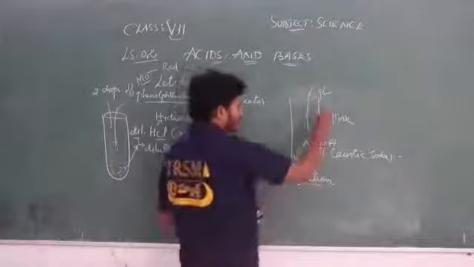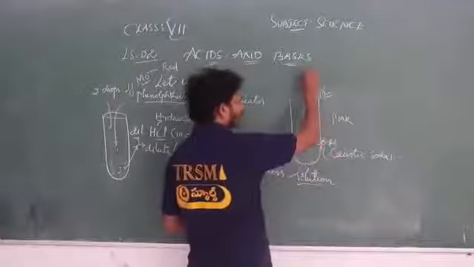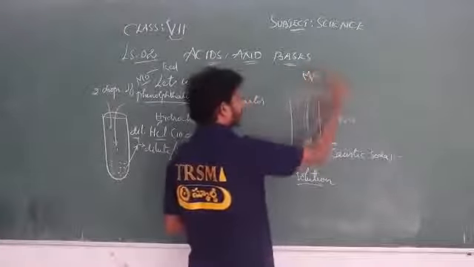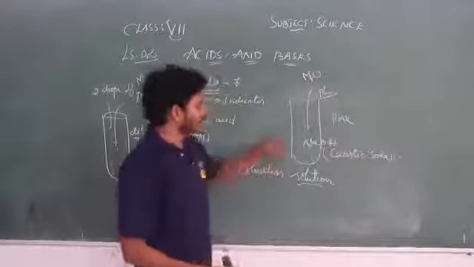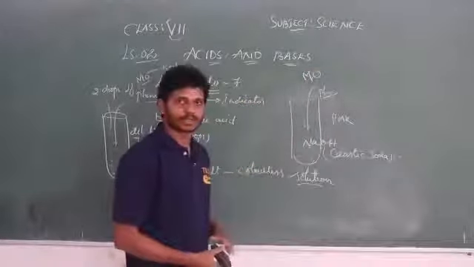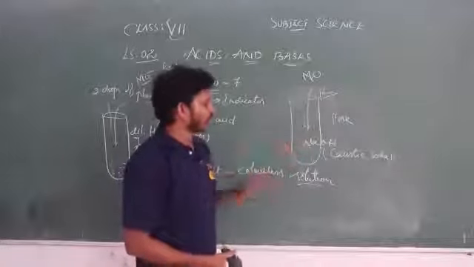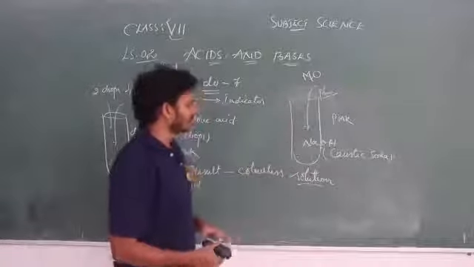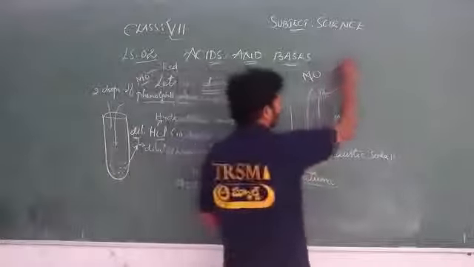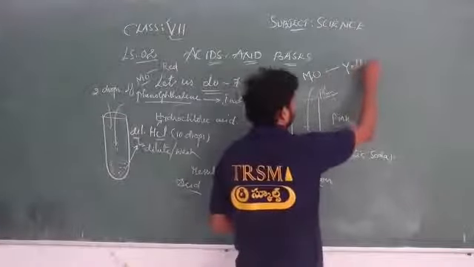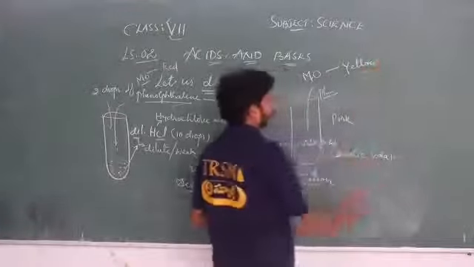And in place of phenolphthalein, if you add methyl orange to this solution, what do you observe? Into which color does it change? Methyl orange changes its color to yellow.